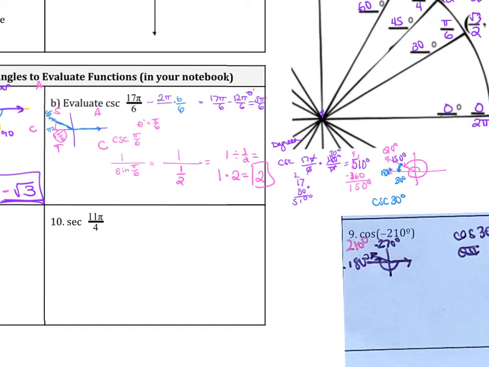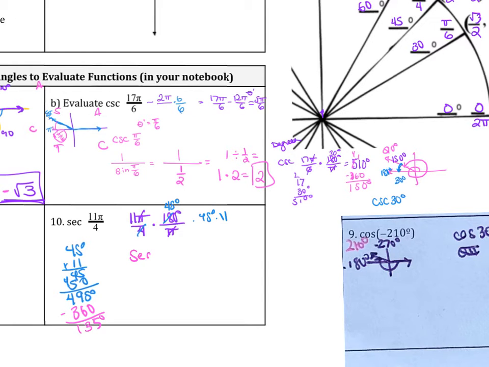So let's work through this together. 11 pi over 4. So let's go ahead and convert it to degrees. So 180 degrees divided by pi. So 4 goes into 180 degrees 45 times. So now we're looking at 45 degrees times 11. So we're looking at 495 degrees. Again, it's greater than 360, so let's subtract. So this is going to be 135 degrees.